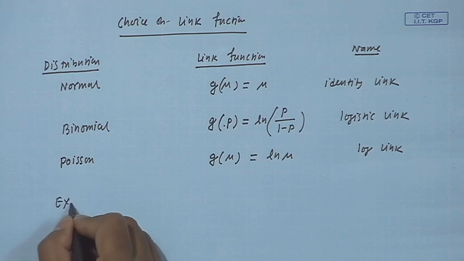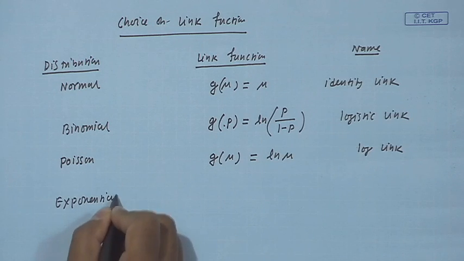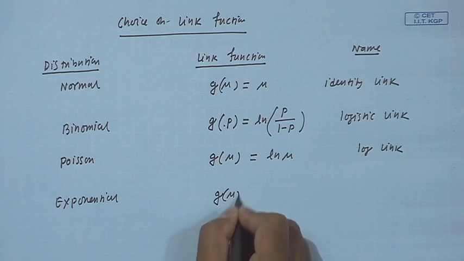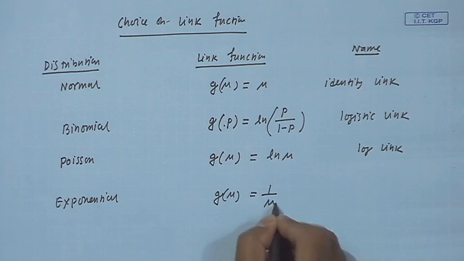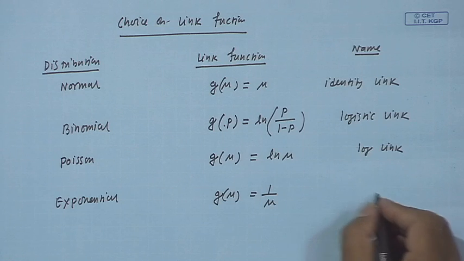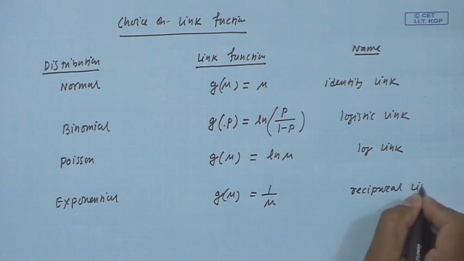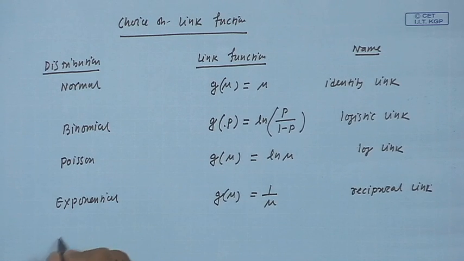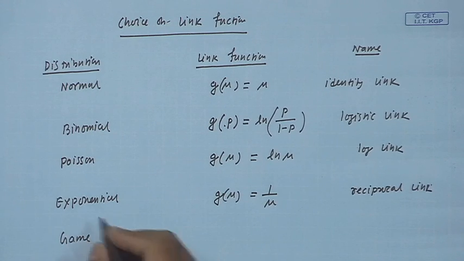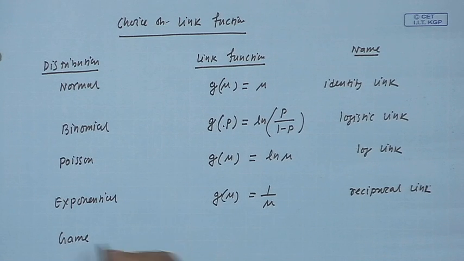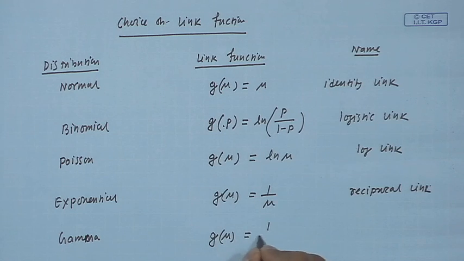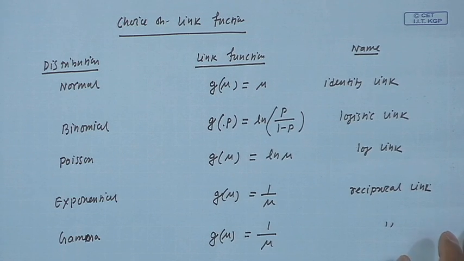And for exponential, my g(mu) is equal to 1 by mu, and this is called reciprocal link. And of course, for the gamma distribution it is the same, because exponential is a particular case of gamma distribution. It is g(mu) equal to 1 by mu, which is also called a reciprocal link. Okay.